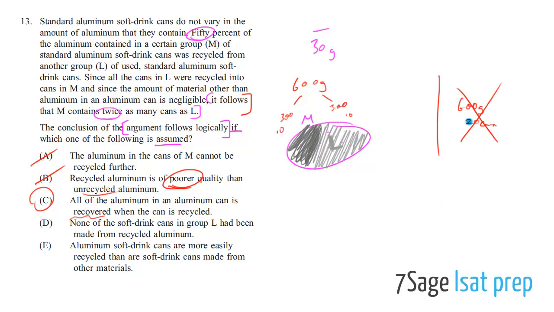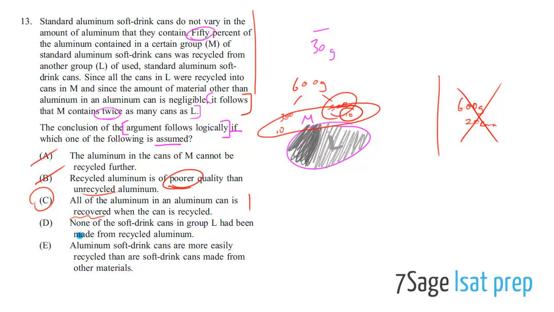How many grams of aluminum was in the group L before we started the melting process? Well, now we know. Now it's exactly 50%. Then see, originally L had to have had 10 cans, which means M now has 20 cans. 20 is twice 10. So now our argument becomes valid. You see how that works? When all these statements are true and this statement is true, the conclusion now has no choice but to be true.